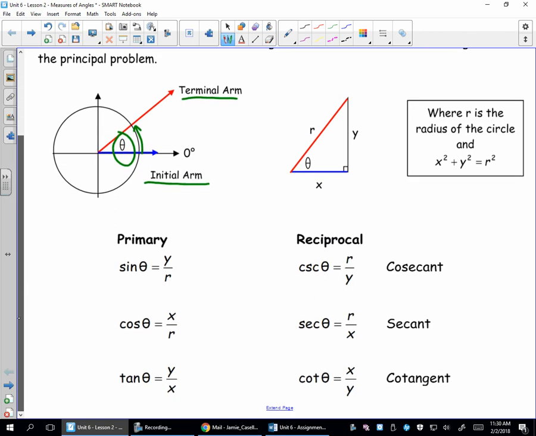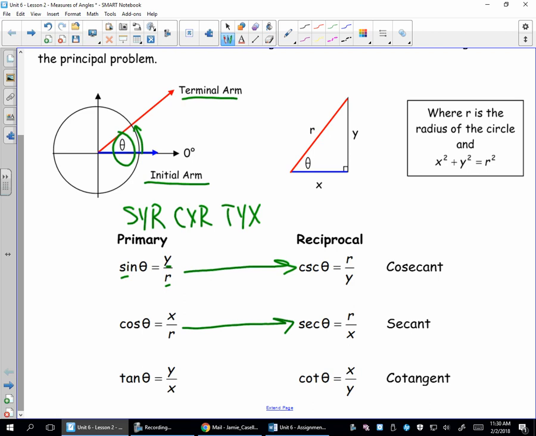Okay? I'm hoping you remember your different ratios. Your Sir-Sixtertics comes from the primary ratios, all the first letters, right? Your reciprocal ratios, cosecant, secant, cotangent, are the opposites. Okay, we're just flipping them over. So S goes with C, C goes with S, and tan goes with cotan, of course. Don't forget we have this relationship for circles. If I need X or Y or R, I can use the idea of a circle. A formula for a circle is X squared plus Y squared is R squared.